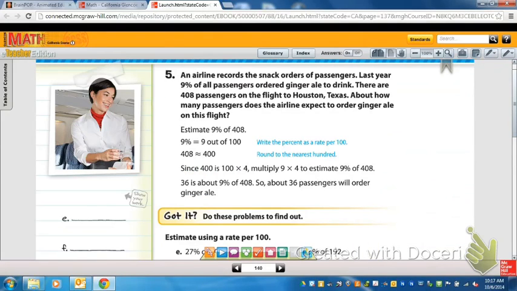Number 5, an airline records the snack orders of passengers. Last year, 9% of all passengers ordered ginger ale to drink. There are 408 passengers on the flight to Houston, Texas. About how many passengers does the airline expect to order ginger ale on this flight? So 9% of 408. Again, it's 9 out of 100. We can't reduce that. We're going to round 408 to 400.